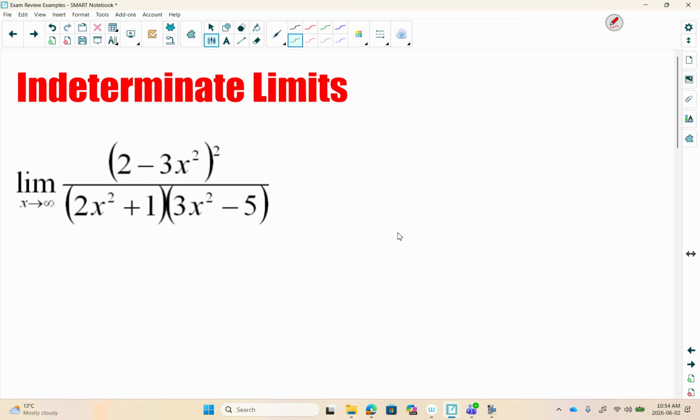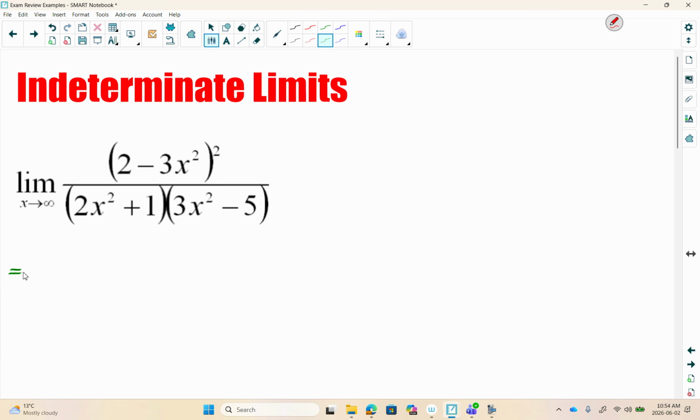Here we have some indeterminate limits. The first thing you should do in all of these examples is try direct substitution. If you put an increasingly bigger x value in and square it, you get bigger values. Multiply it by -3, it becomes smaller. 2 minus a really small number gives you a really small number, or a negative. But when you square it, the numerator is going to infinity, as is the denominator. Infinity over infinity is no good. That is an indeterminate limit.